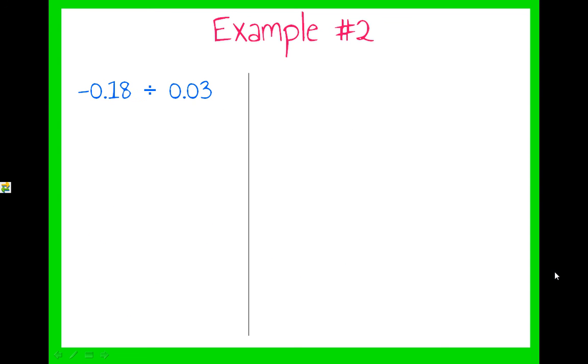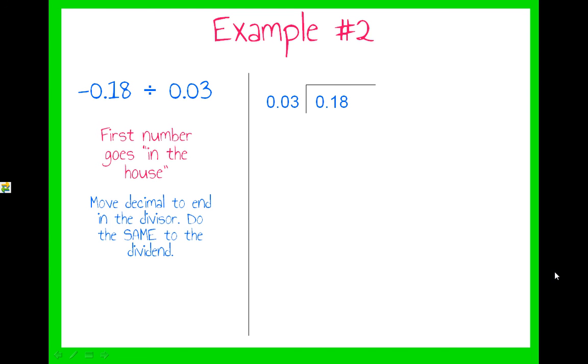Example number 2. We have a negative 18 hundredths divided by 3 hundredths. The first number will go in the house. So, there we go. And now, we do have a decimal in the divisor, so we're moving the decimal to the end. Then we're going to do the same thing to the dividend. So, move that decimal to the end.